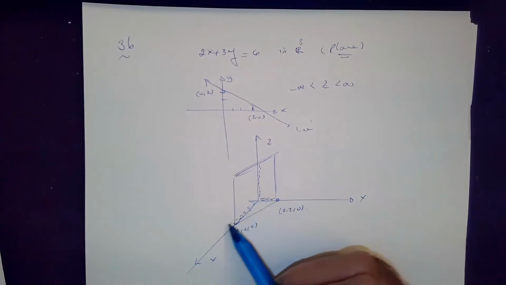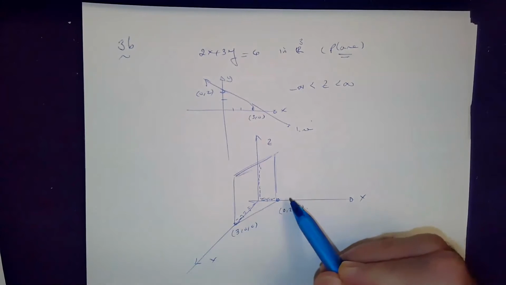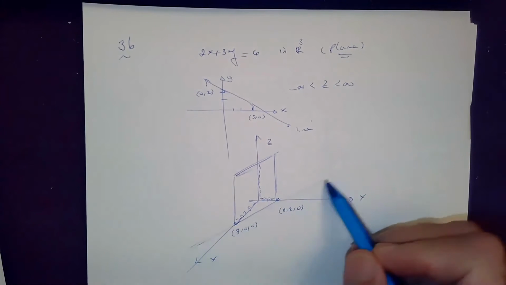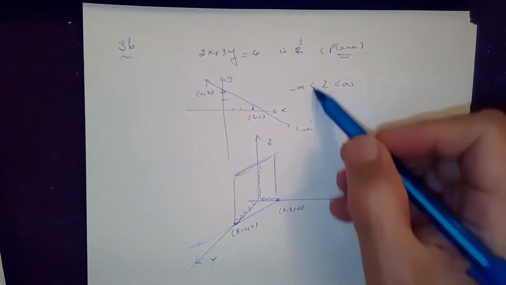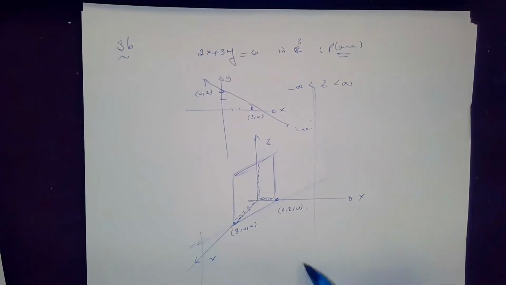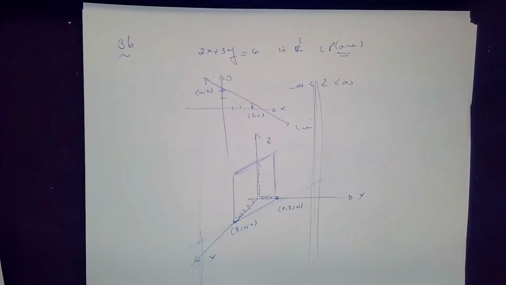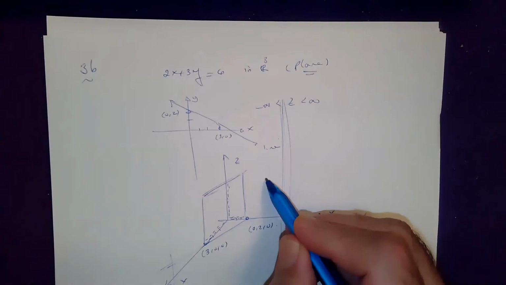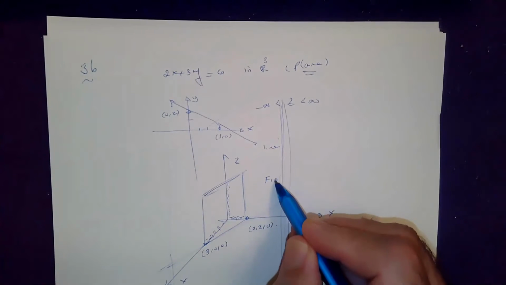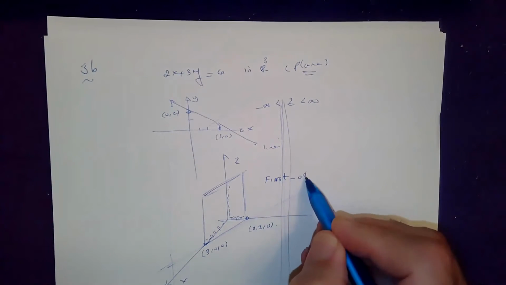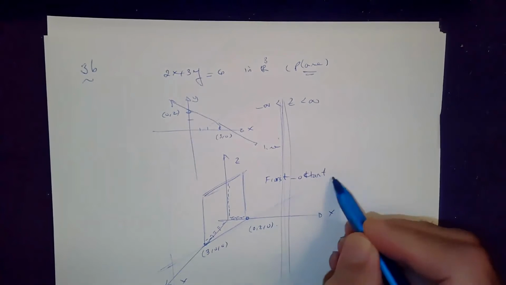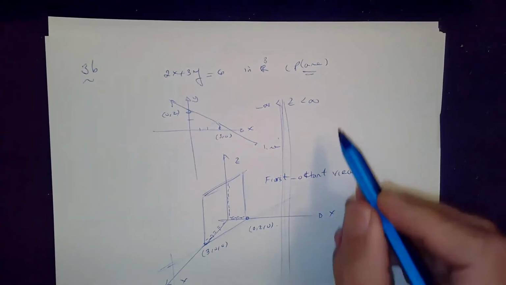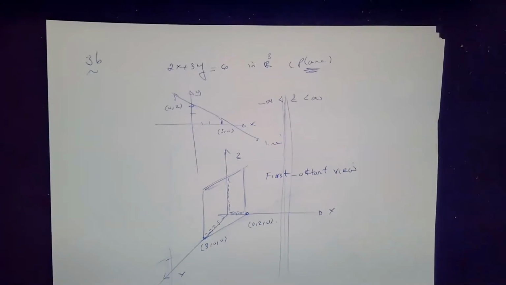Incidentally, that doesn't mean the graph stops here, right? The graph goes on forever, like this, see that? I'm just showing you a snapshot of the picture. As a matter of fact, I'm showing you the first octant view of the graph, which happens to be called a plane.